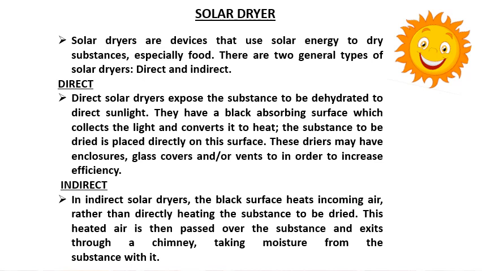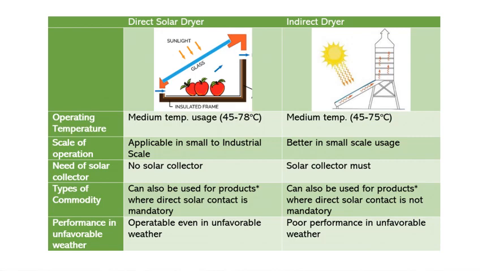In indirect solar dryers, the black surface heats incoming air rather than directly heating the substance to be dried. This heated air is then passed over the substance and exits through a chimney, taking moisture from the substance with it. This is the pictorial representation, along with operation temperature, scale of operation, need of solar collectors, and type of commodities of the two types of solar dryer.